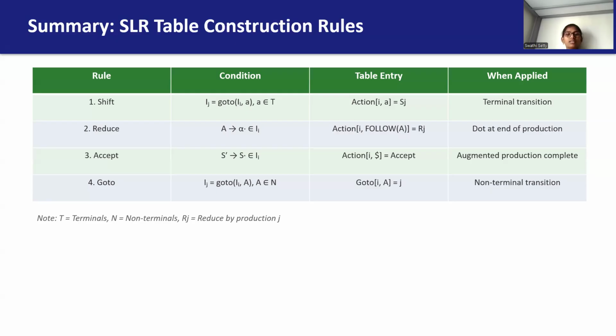Note, this is all about the symbols that are used in the table. T refers to the terminals, N refers to the non-terminals, RJ refers to reduce by production J.